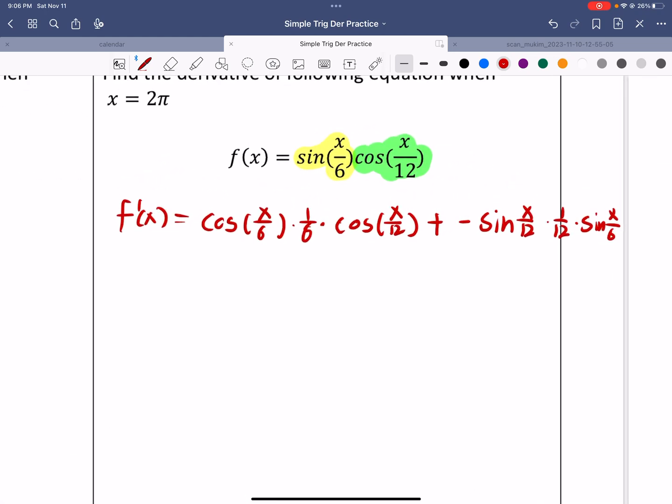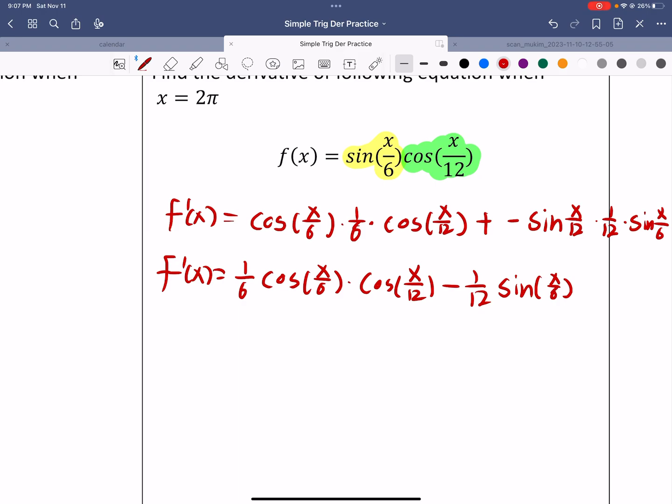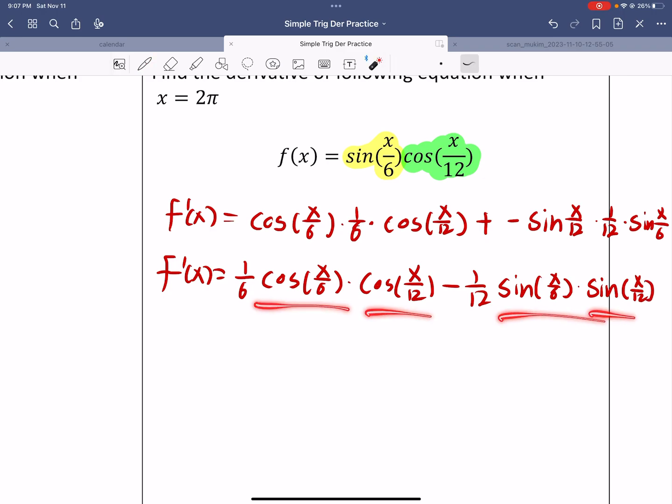So when you do this one, let's simplify it, although it does not have much meaning. It's going to be 1 over 6 cosine x over 6 cosine x over 12, minus 1 over 12 sine x over 6. This time I'm going to write x over 6 first, unlike the previous video, because I think it looks nicer, right? 6, 12, 6, 12. But if you put 12 and 6, that's fine as well, okay?